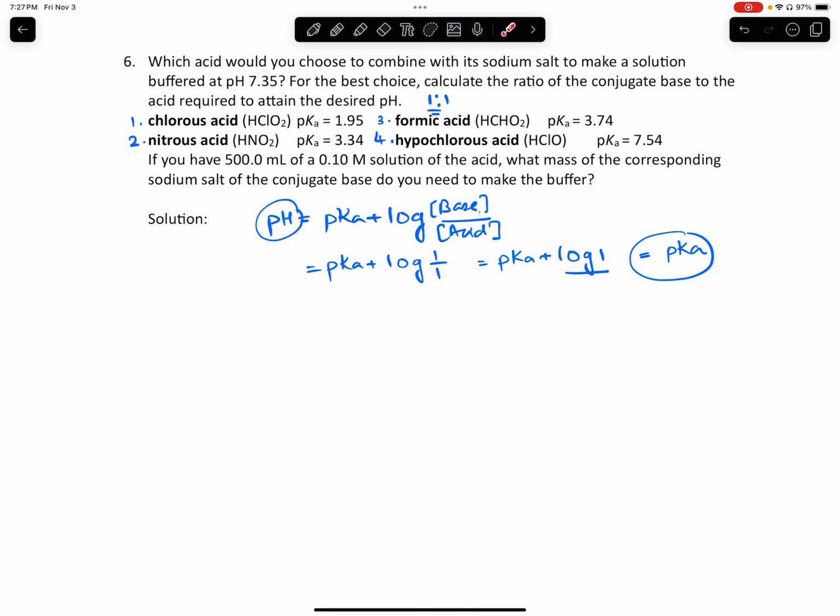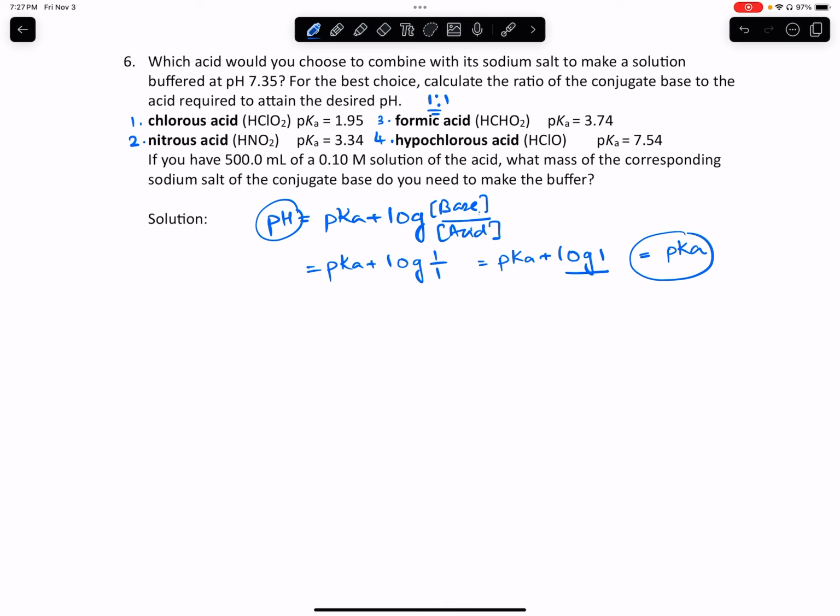So out of the choices given to us, 1.95, 3.34, 3.74, and 7.54, you will choose the one whose pKa comes very close to the pH that you're trying to create the buffer at. Since we want the pH to be 7.35, we will choose this acid, hypochlorous acid, because its pKa is 7.54, which is very close to the buffer of choice. Once we've made that choice, let's take a look at what the ratio ends up being.